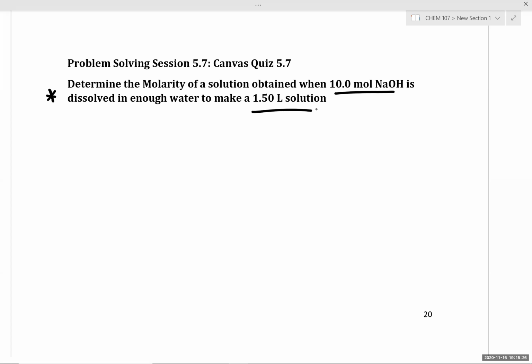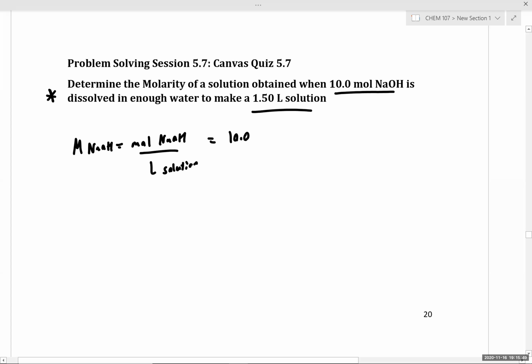Okay, so let's discuss this example. So in this case, we know that the molarity of sodium hydroxide is equal to the moles of sodium hydroxide over the liters of solution.